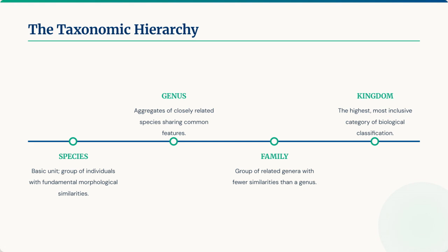Next is the family, which groups together related genera. These are less similar to each other than species within a genus but still connected through shared traits. Finally, at the top of this hierarchy, we have the kingdom, which is the broadest and most inclusive category in biological classification. It encompasses a wide variety of organisms, grouped together based on very general similarities. This hierarchical system helps us organize and understand the immense diversity of life on Earth.